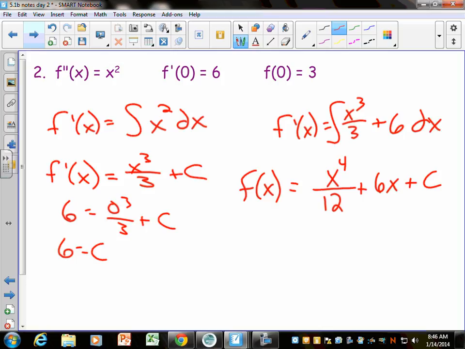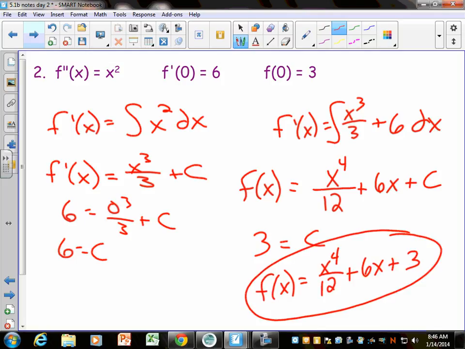And we're just going to do it again. And the nice thing about when they give you 0, I kind of don't even really have to do this work here, because when I plug 0 in here, that's going to be 0, that's going to be 0. So I'm just going to get that c is 3. So I get x to the 4th over 12 plus 6x plus 3 as my final answer.